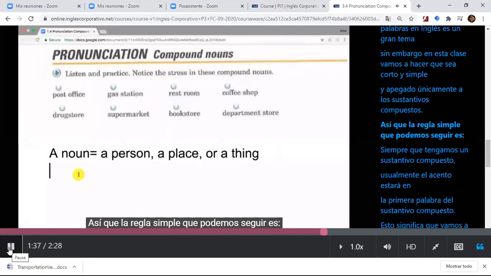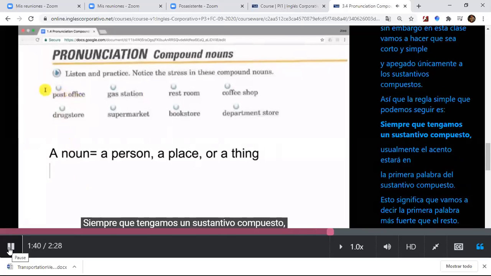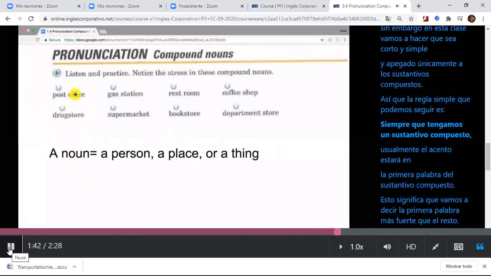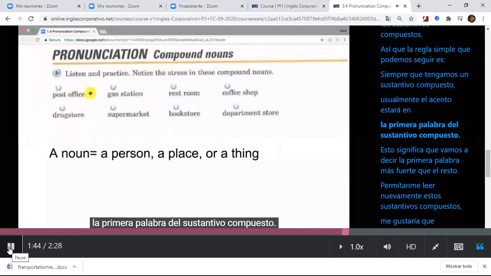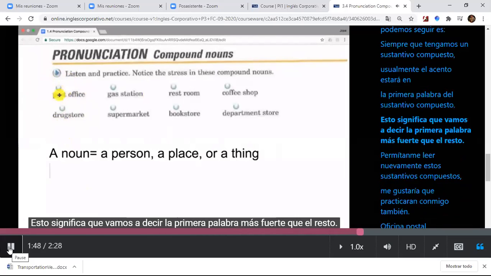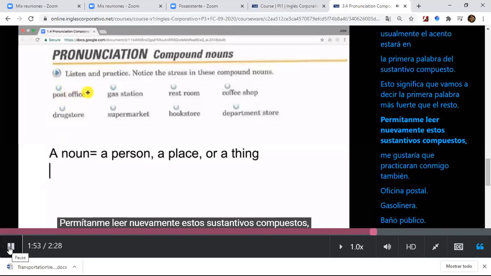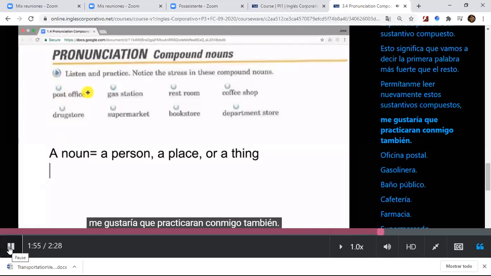So the simple rule that we can follow is whenever we have a compound noun, we usually stress the first word or the first noun. This means that we're going to say the first word louder than the rest. Let me read these compound nouns again. I would like for you to practice with me as well.